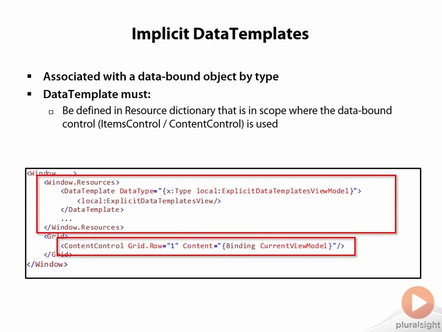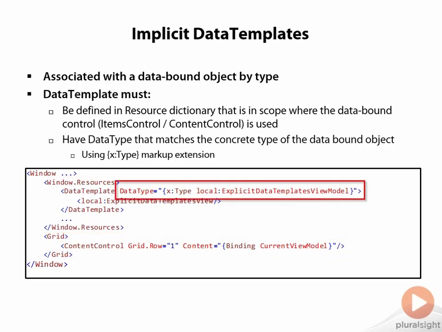So down below you can see we have a content control that's binding to a current view model, and we place the data template in a resource dictionary that is somewhere upstream of that. It could be a resource dictionary directly on the content control, on the containing grid, on the containing window, or out at application scope. As long as it is at the same scope or a higher scope in terms of resources from the control that's going to be data binding and looking for a data template.